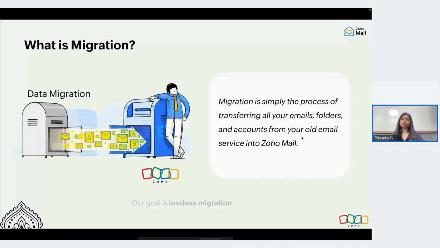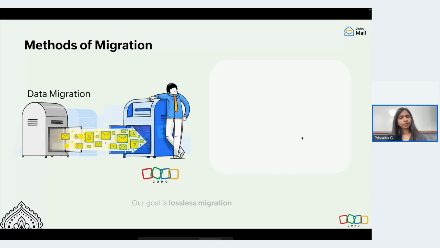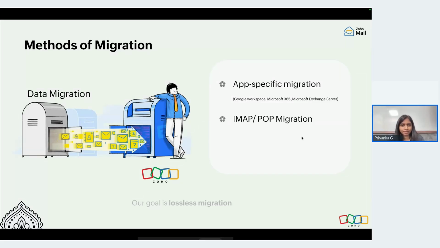It is a very simple process, and to achieve this, we have three different methods in our hand. First method is app-specific migration. Second method is IMAP or POP migration. Third is Exchange Migration Wizard. These three are the methods that we have in order to perform migration for your organization. Now, when we talk about methods, we may again have a few doubts, such as when do I go with what method and what are the specifications of these methods? Let me get to that.